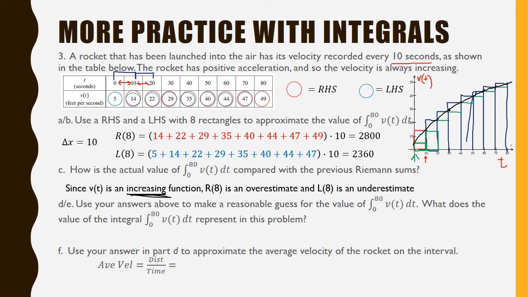So what does that mean about our guess for the actual area? Well, it's somewhere in between. I said about 2,600. Is that exact? No. If I had to guess whether it was closer to the overestimate or the underestimate, I would probably say it would be closer to the overestimate because of the curvature of the graph. So I'm probably really close, but we don't know.